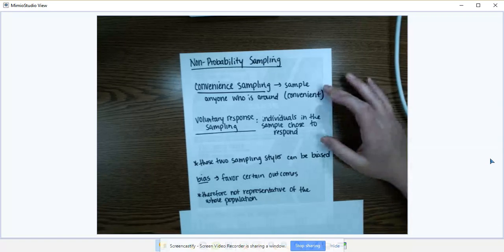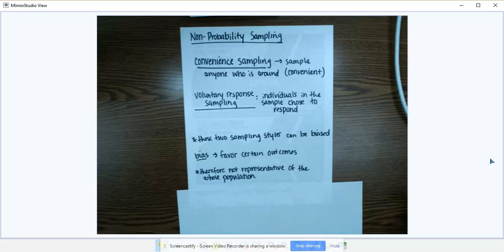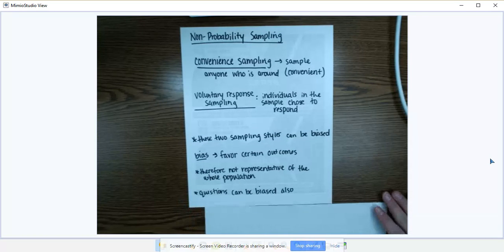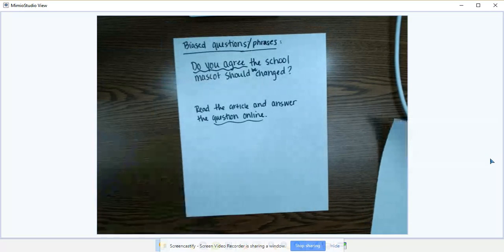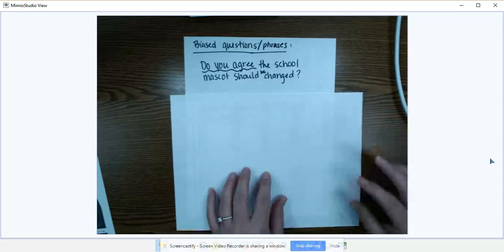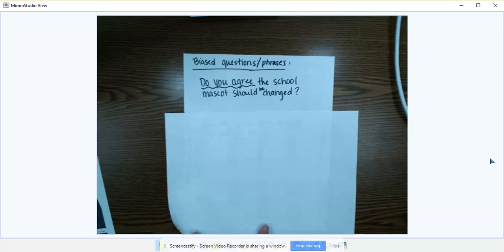When we use one of these non-probability samplings, obviously our sample is not going to be representative of the entire population because there is that bias. Not only can your sample be biased, but your questions can be biased also. So we're going to look at a couple ways that you could ask or see biased phrases. A really common one is, do you agree that the school mascot should be changed? Starting off with do you agree really doesn't give you the opportunity to voice your own opinion, or it's at least harder for quite a few people.